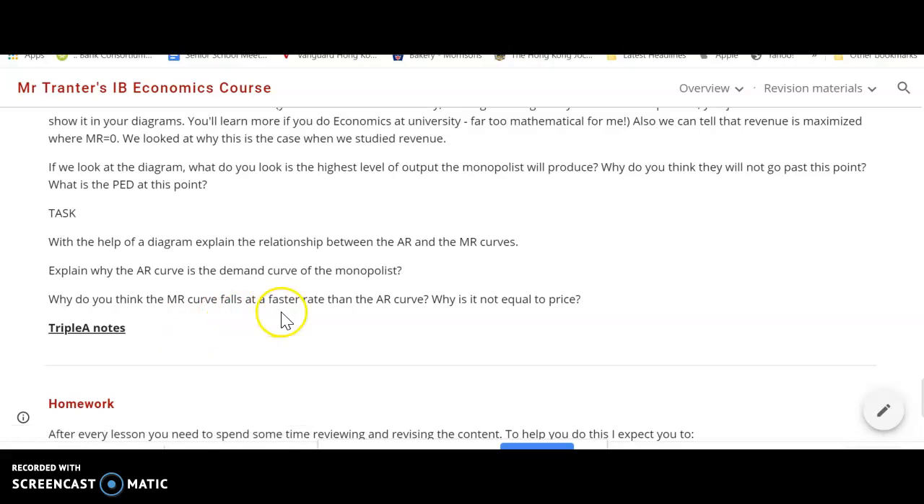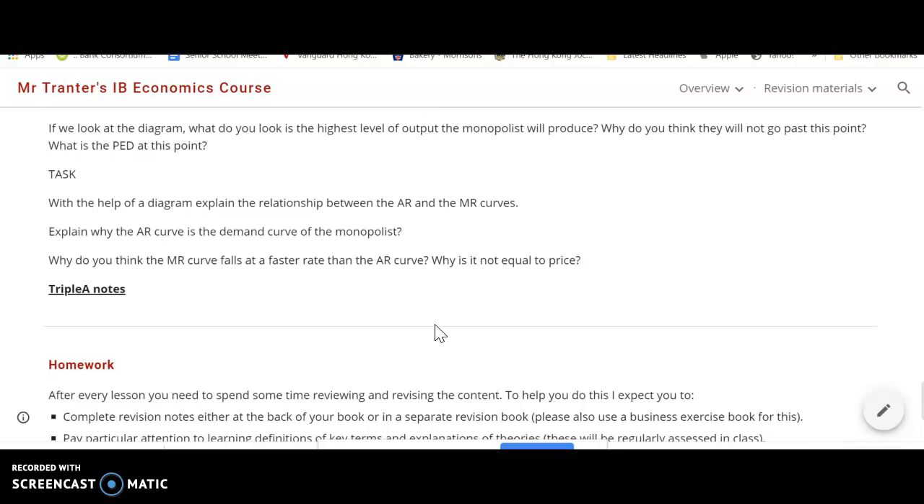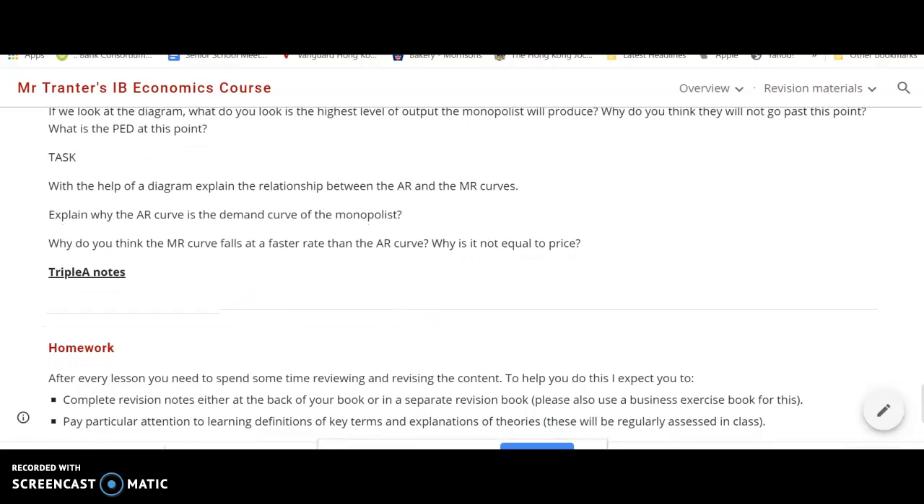And why do you think the MR curve falls at a faster rate than the AR curve? Why is it not equal to price? Just have a think about that and see if you can put forward some ideas.